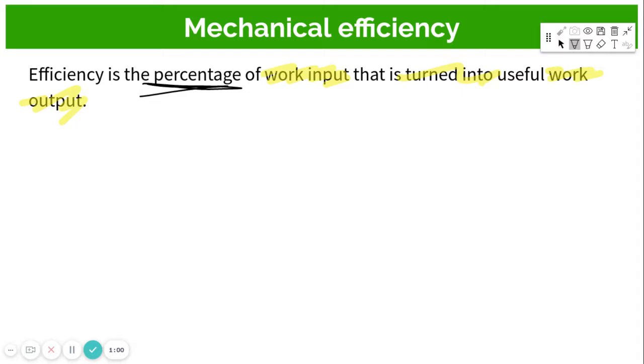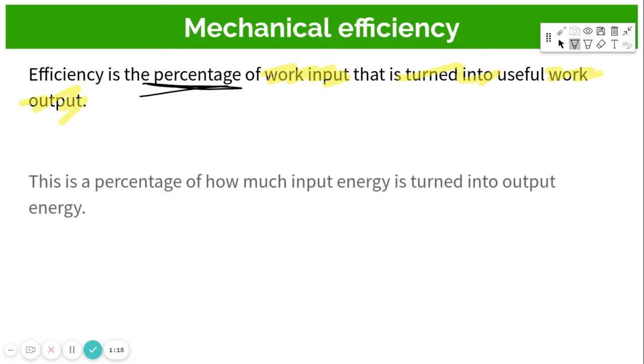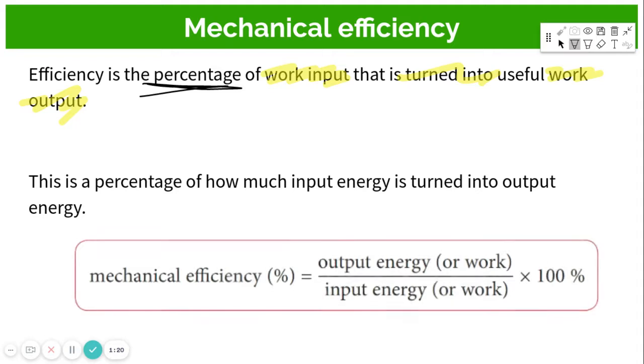You're like, I don't understand. But you guys actually do this all the time. When you work out the percentage of your marks, you're working out how much the mark was out of, how much did you get, and what is that as a percentage. That's basically what we're going to be doing today. Okay, so I think the formula should come out now. This is the percentage of how much input energy is turned into output energy.